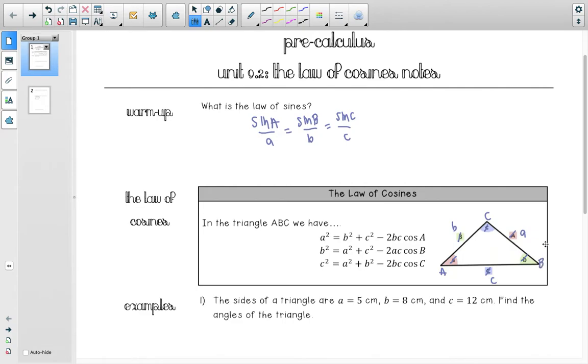All right. So the law of cosines looks kind of like a lot, okay? But there is a pattern going on. If you notice, you have A squared, which is a side, equals, and then you use the two other sides, and whatever two other sides you're using are being multiplied by 2, and then you use the angle that you're working with. So whatever side you start with, you end with that angle.